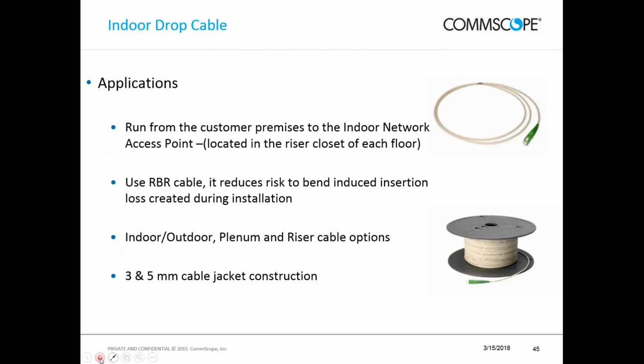Drop cable indoors does not have to be hardened, obviously, and so this is the type of cable that you're going to use. It's typically a 3 or a 5 millimeter cable jacket construction. They almost always use RBR, or reduced bend radius cable, which reduces the risk to insertion losses created by staples or wrapping hard around a corner, things of that nature. So it's pretty robust cable.